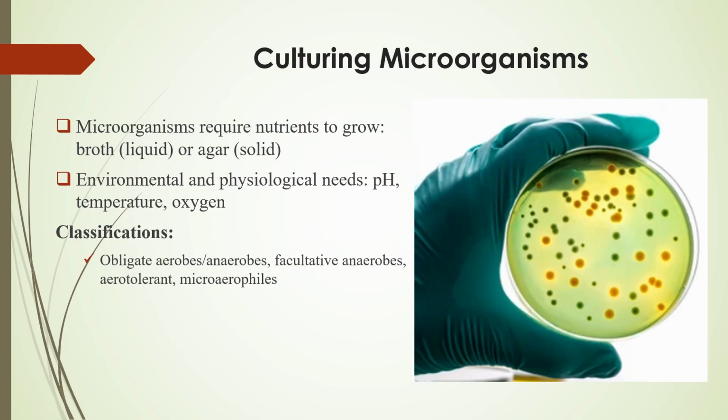Filtering microorganisms. Microorganisms require nutrients to grow, such as broth, which is liquid, or agar, which is solid. Environmental and physiological needs include pH, temperature, and oxygen. The classifications are obligate aerobes, obligate anaerobes, facultative anaerobes, aerotolerant, and microaerophiles. In order to cultivate microorganisms in the laboratory, the proper conditions and nutrients must be supplied.